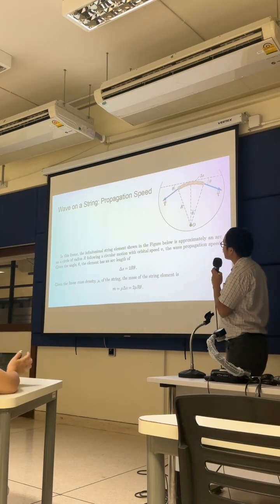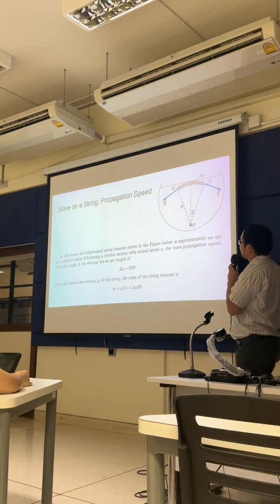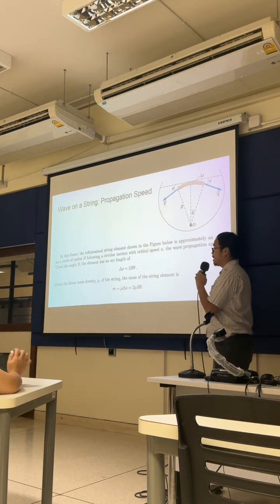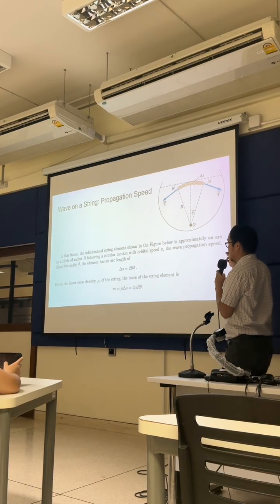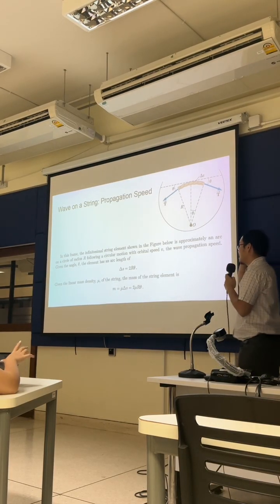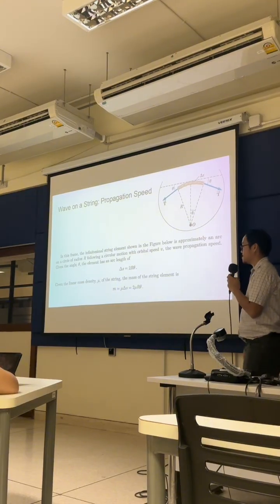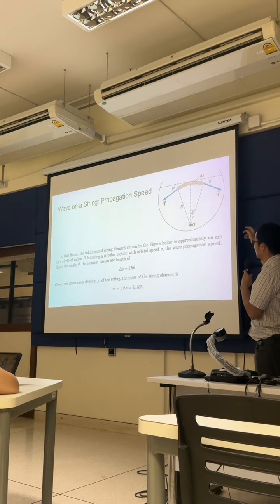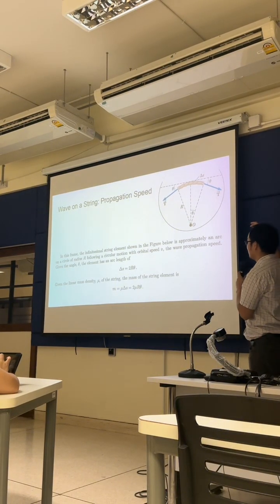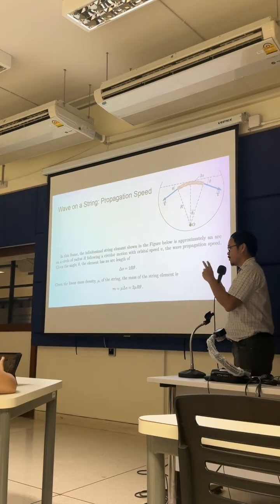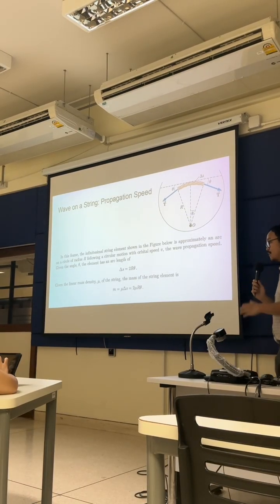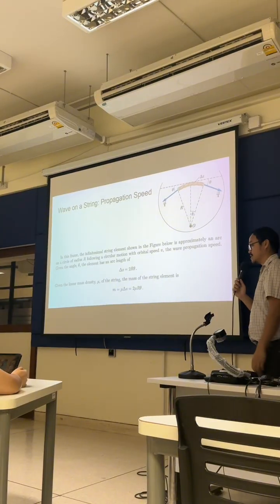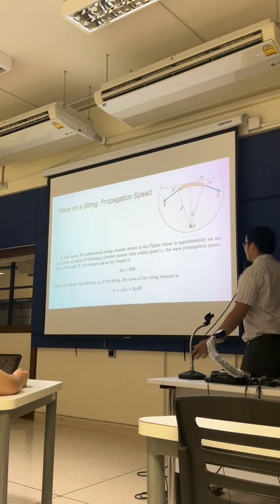Now, for the wave on a string, you can actually determine the speed of propagation, which is v, like up there. We can determine the speed based on the characteristic of the string itself. So, in particular, it will be depending on 2 parameters. One is the tension within the string, and the other one is the linear mass density of the string.